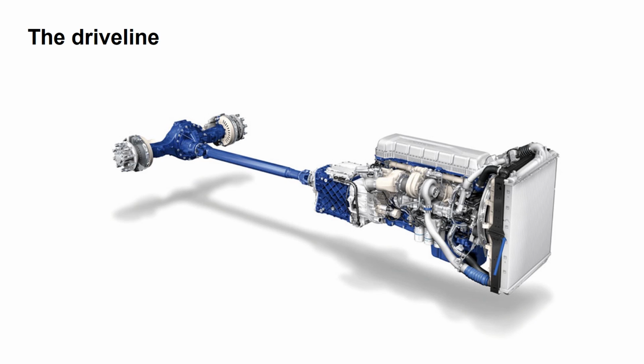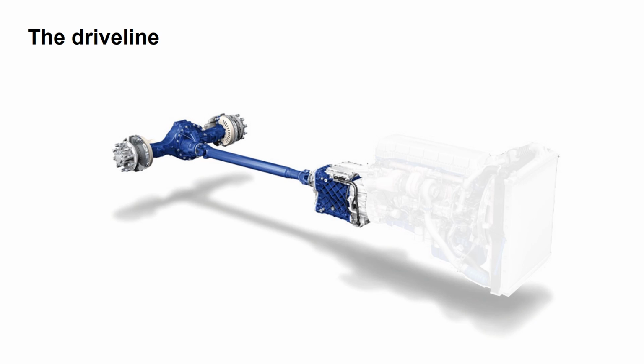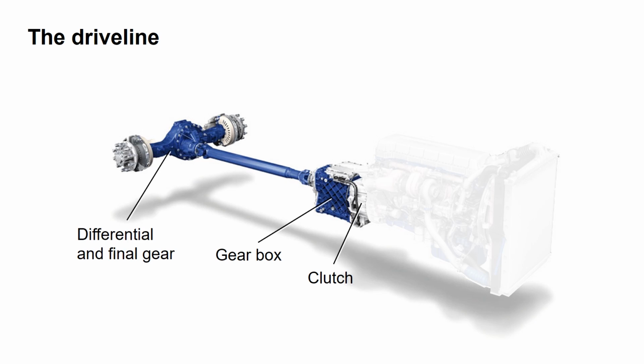In this figure, you can see the entire powertrain of a truck. If we take away the engine, the remaining parts are the driveline. In this lecture, we will briefly talk about three components: the clutch, which is between the engine and gearbox, the gearbox, which changes speed and torque coming from the engine to the values desired by the vehicle, and the differential and final gear, which is dividing the torque and speed from the gearbox to the wheels.